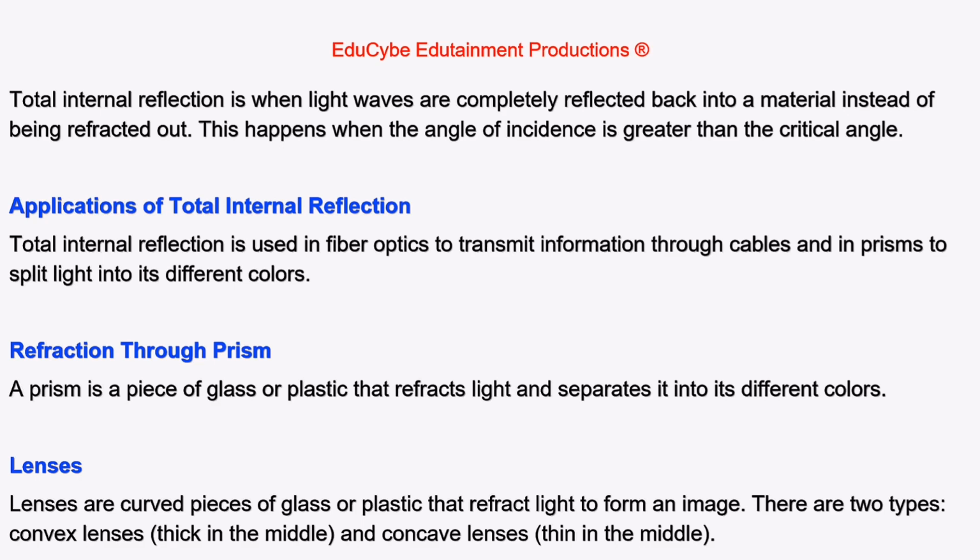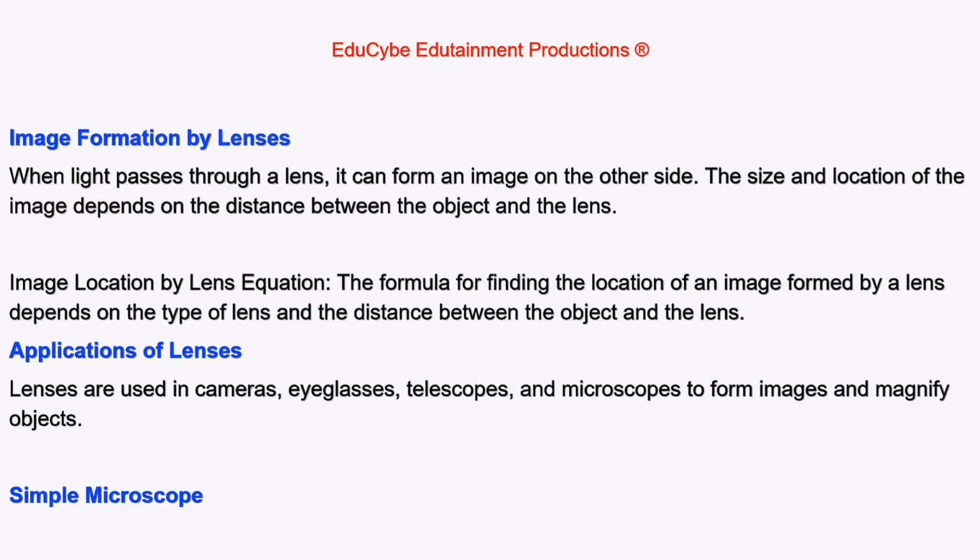There are two types: convex lenses, thick in the middle, and concave lenses, thin in the middle. Image formation by lenses. When light passes through a lens, it can form an image on the other side. The size and location of the image depends on the distance between the object and the lens. Image location by lens equation. The formula for finding the location of an image formed by a lens depends on the type of lens and the distance between the object and the lens.